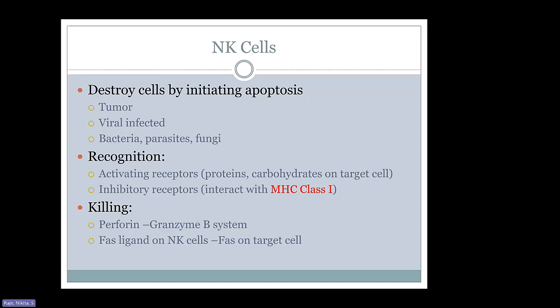The other way of killing the target cell is using Fas ligand on the NK cells. Fas ligand binds to a signal called Fas on target cells. Any target cell that expresses Fas is basically saying, come and kill me, right? And the Fas ligand on the NK cells recognizes that signal and will help that cell undergo apoptosis.